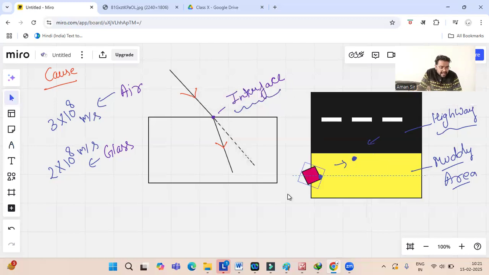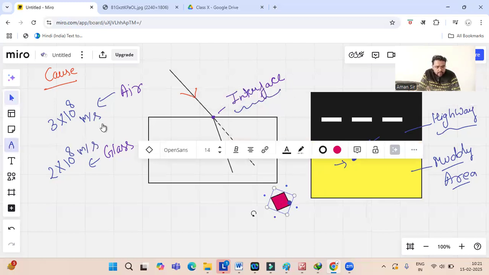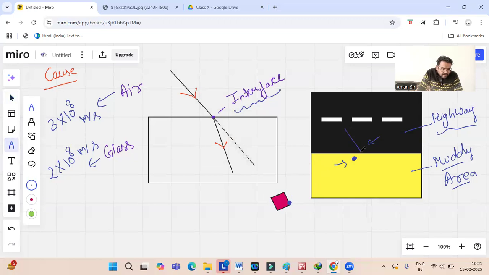If I eliminate this car from here, and instead of the car, I make the path of the car with the help of this white line, this was the previous path of the car. But once the car enters the muddy area, the car is moving like this. There we can see deviation in the path of the car because the car is moving obliquely from the highway to the muddy area. And what is the correct cause? The variation between the speed of the right wheel and the speed of the left wheel. The same concept we can see here.